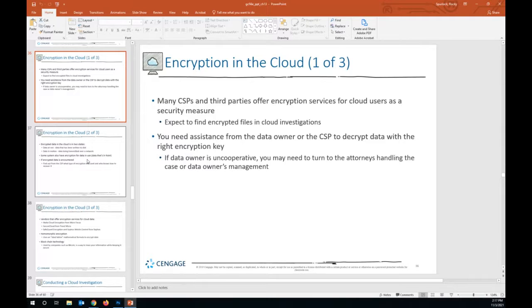Okay, when we talk about acquisitions in the cloud, the methods used to collect evidence in cloud investigations, once again, is going to depend on the nature of the case. I'm sorry, we're on encryption in the cloud. So many CSPs and third parties offer encryption services for cloud users as a security measure. So there's a good chance of encountering encrypted files in a cloud investigation. You'll need assistance from the data owner or the CSP to decrypt the data with the right encryption key. In this case, if the data owner is uncooperative, you may need to get the attorney handling the case or the data owner's management.